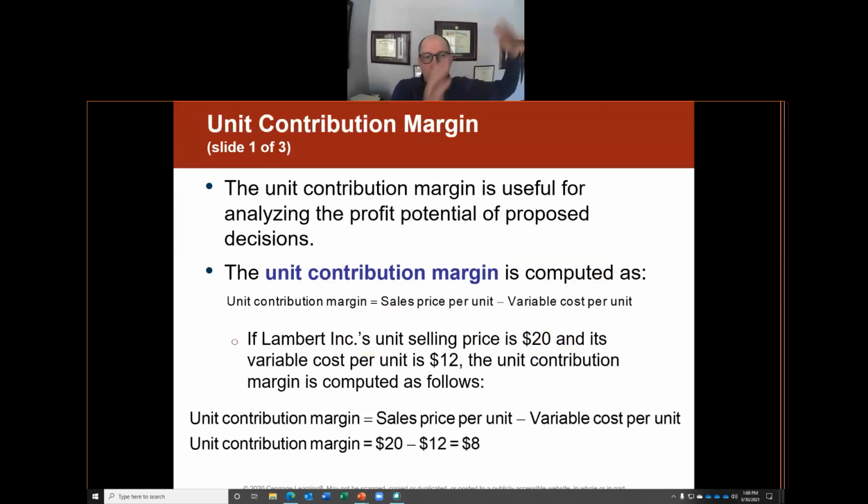So now we understand how contribution margin works. Let's talk about unit contribution margin. You need to understand it from the whole company perspective and the individual unit perspective, because some companies sell more than one type of product. So unit contribution margin, sales price minus variable cost per unit equals contribution margin per unit. $20 per unit sales price minus $12 per unit variable cost equals $8 per unit contribution margin.